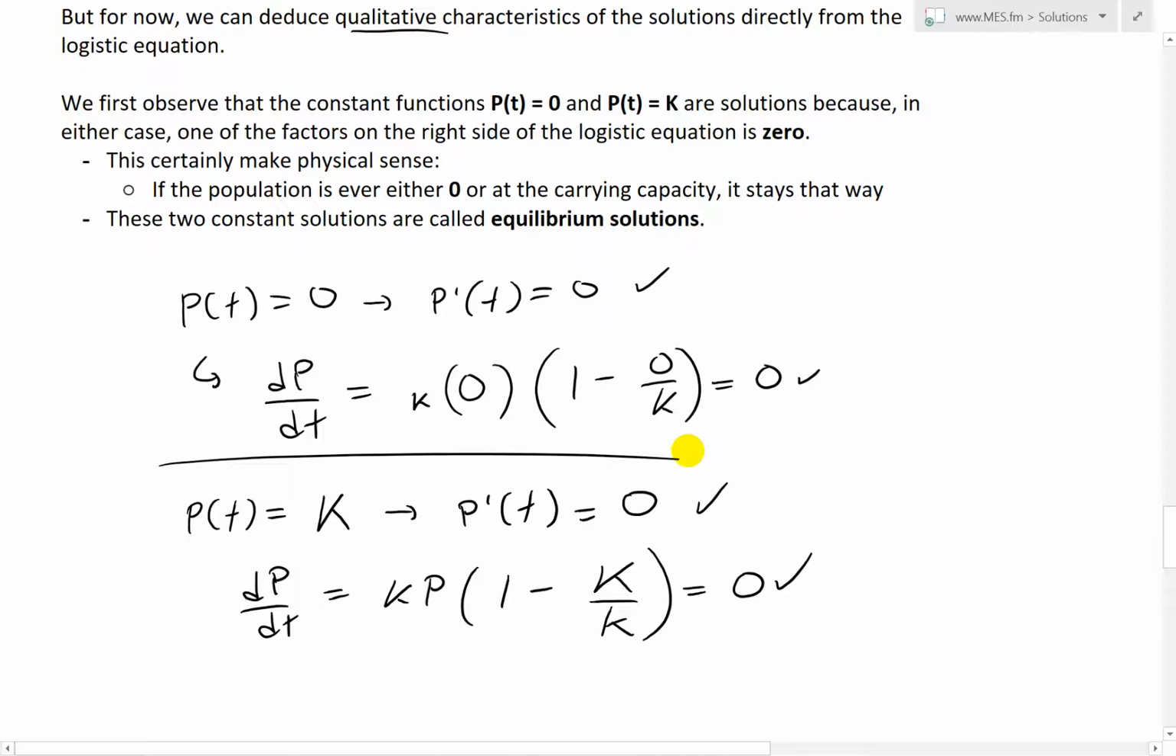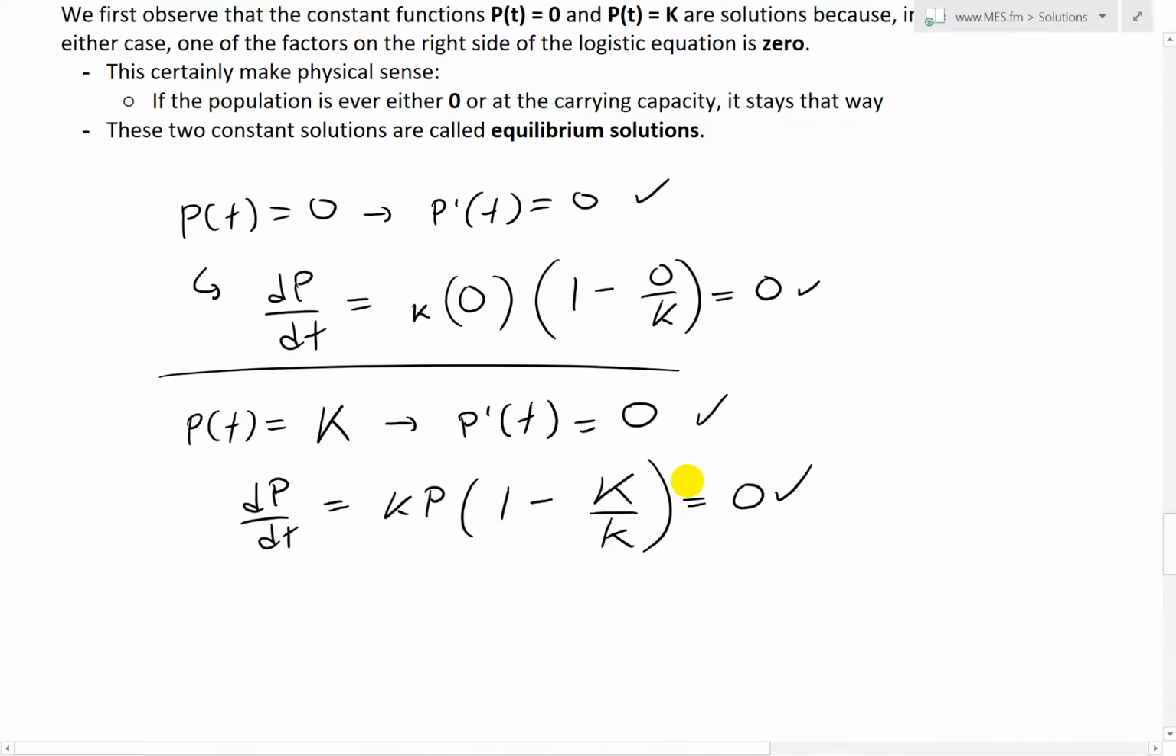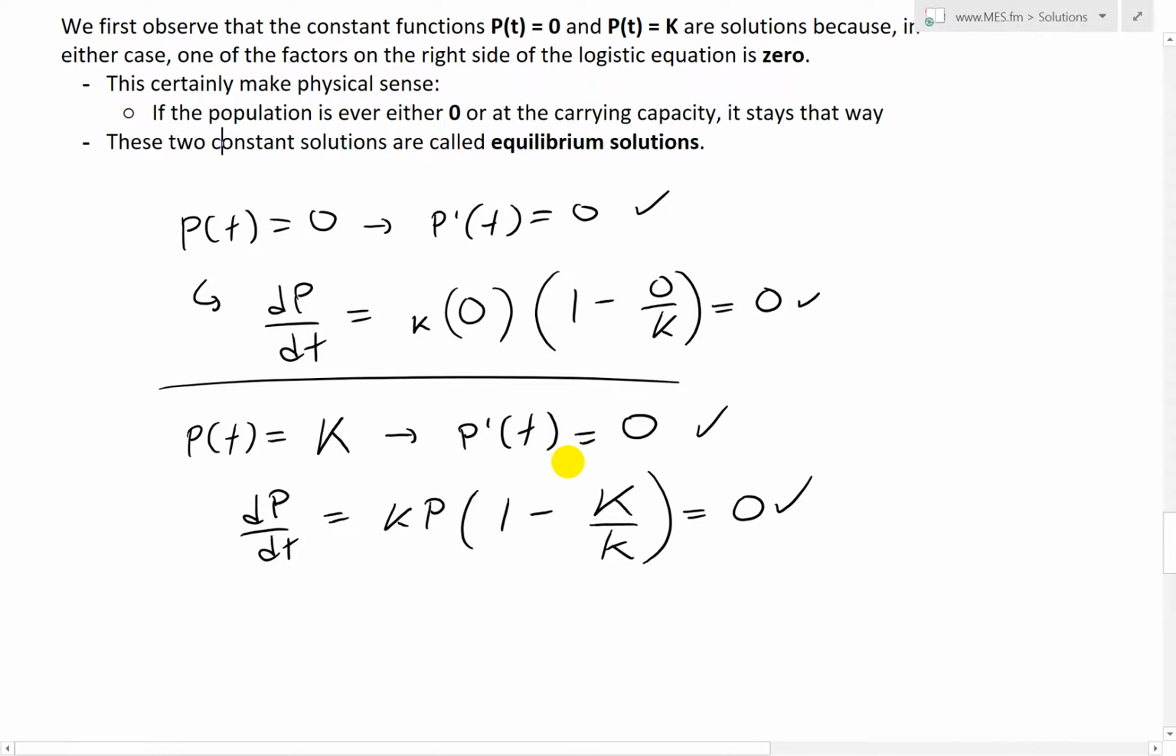But outside of that, it will just stay that way. And if it's 0, well, nothing's reproducing, so you just stick at 0. And now these two constant solutions are called equilibrium solutions, again because they're in equilibrium and nothing is changing.